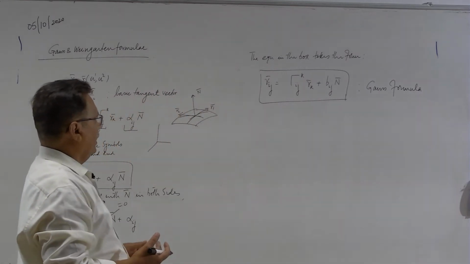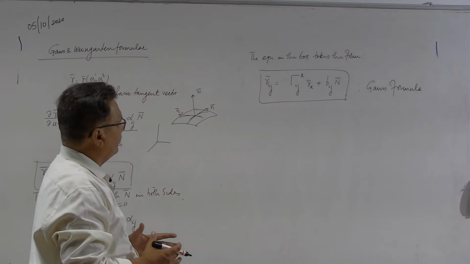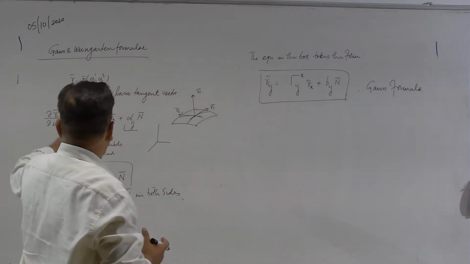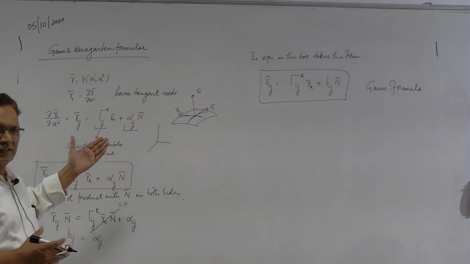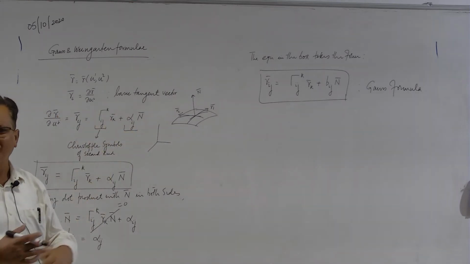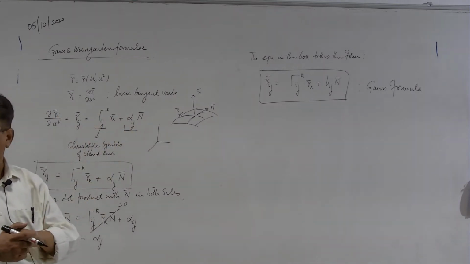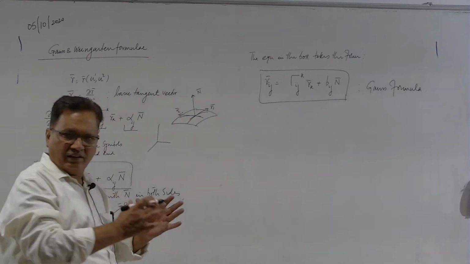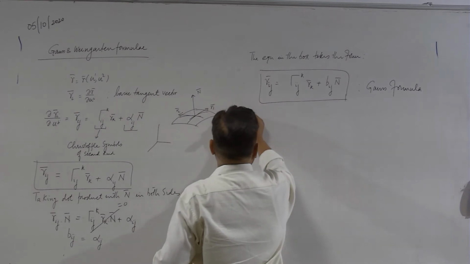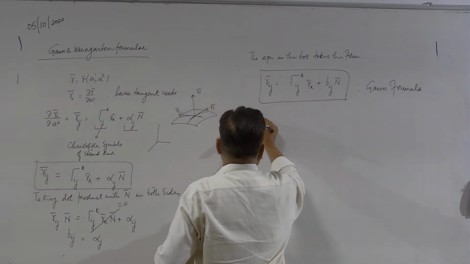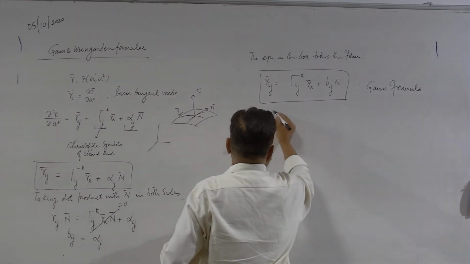Now, next what we did was discuss the derivative of the tangent vector. The natural question is, what is the derivative of the normal vector? Can we express it in terms of known quantities? The answer is yes. That will in fact give you another formula called the Weingarten formula.